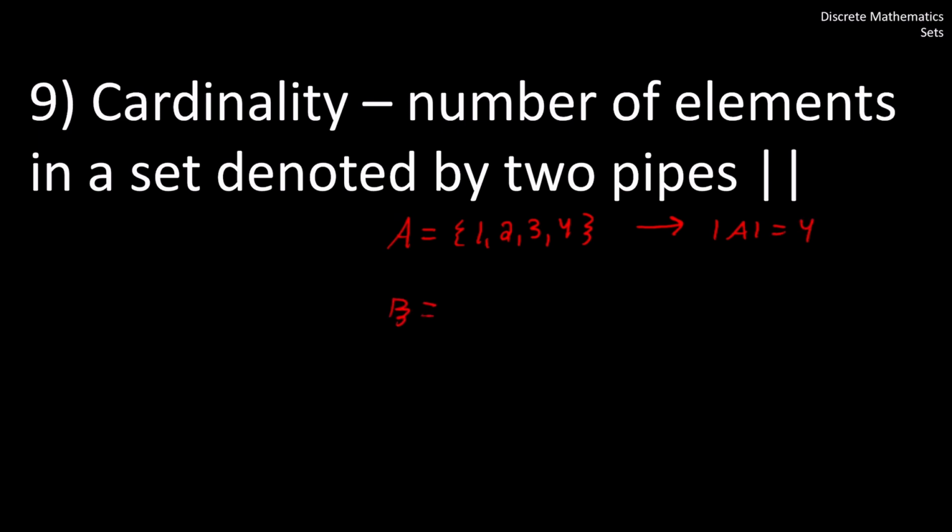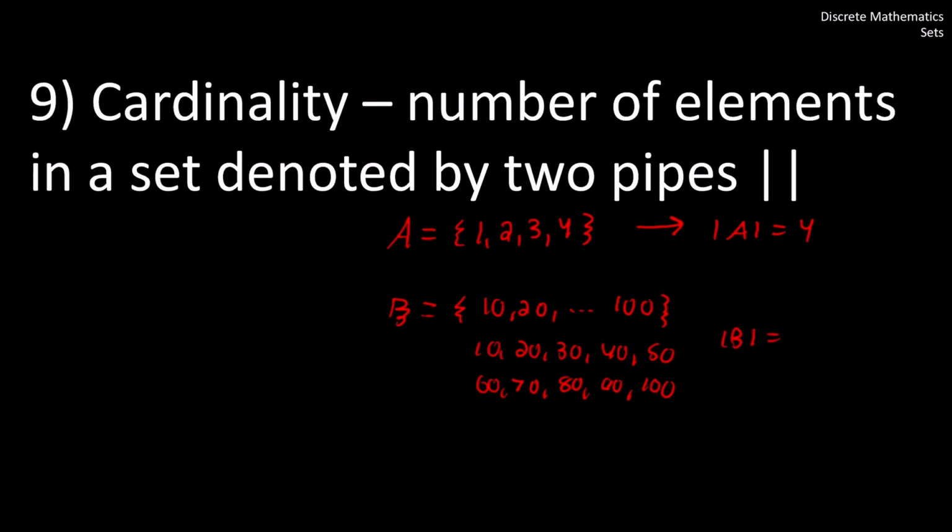Another example could be B is equal to {10, 20, and so on, up to 100}. So we see that the set is multiples of 10. If we write it out, 10, 20, 30, 40, 50, 60, 70, 80, 90, 100, we see that this set has 10 elements. Another good trick to find the cardinality of B is to divide the last number by the first number. So 100 divided by 10 is equal to 10. So we still get that the cardinality of B is equal to 10.